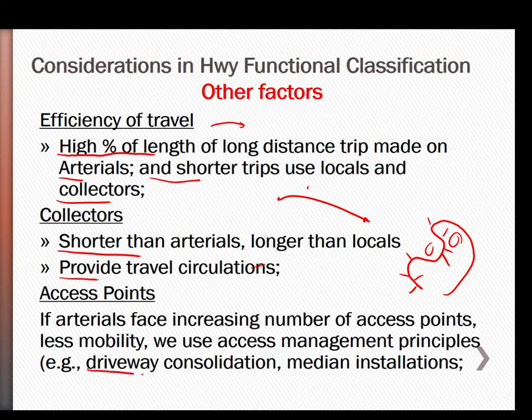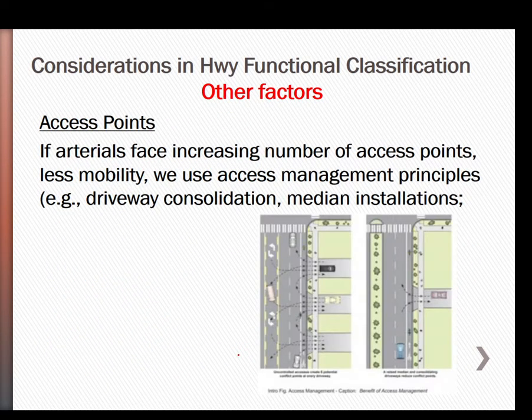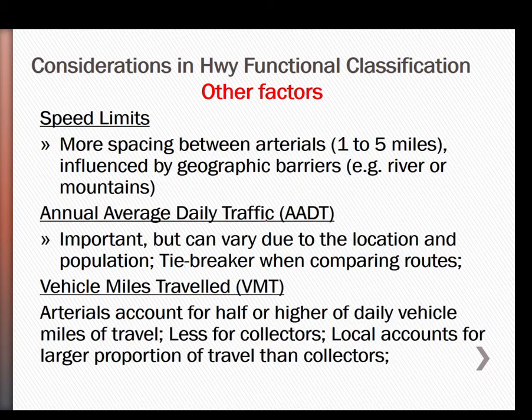For example, driveway consolidation and median installation. As an example here, we have both of them. When this is a main highway, we use access management principles. Instead of having 1, 2, 3 local roads that create more friction, along with a turning lane in the middle, we put the median to force cars to use the intersection, and we minimize the number of accesses to the road using these access management principles.